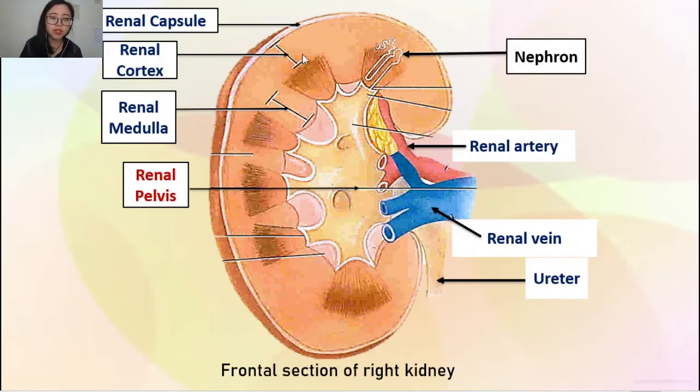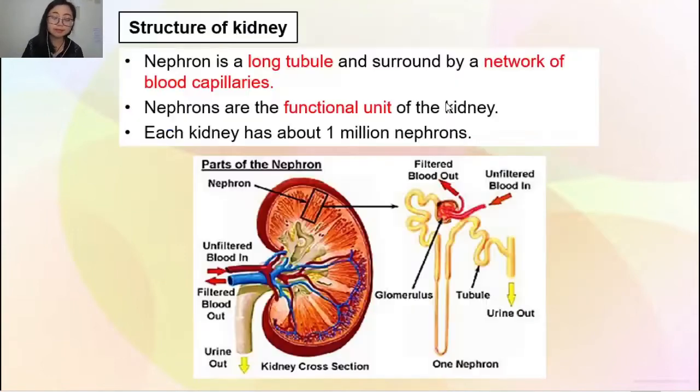Dalam renal cortex dan renal medulla ni ada banyak nephron. Tapi dalam gambar ni, dia cuma tunjuk satu. Sebab dia malas melukis banyak. Okay, so let's talk about the nephrons.